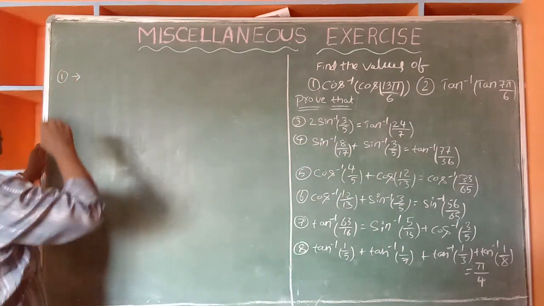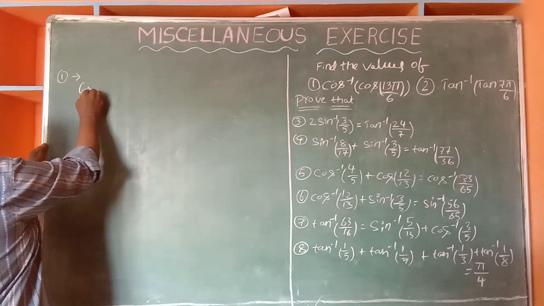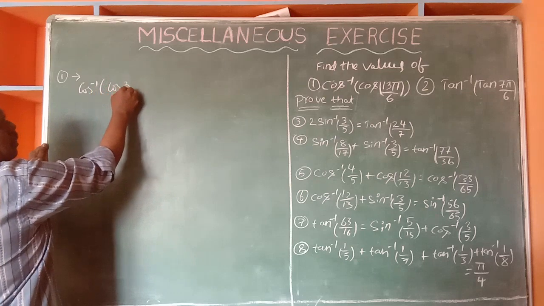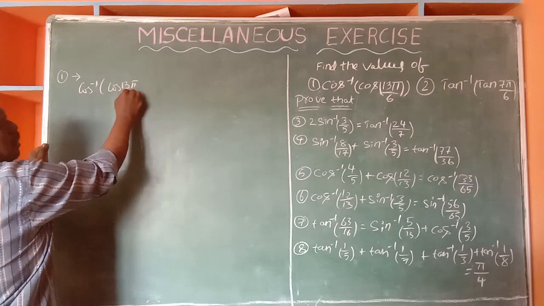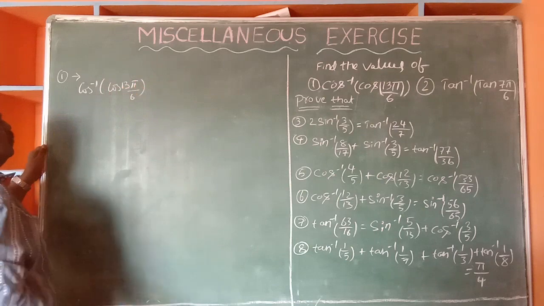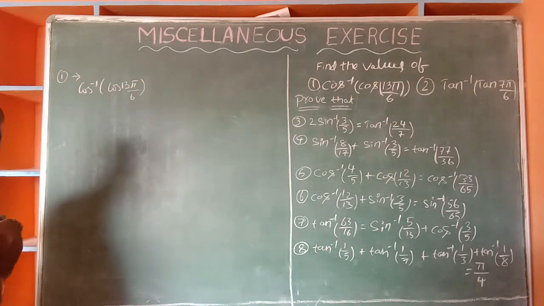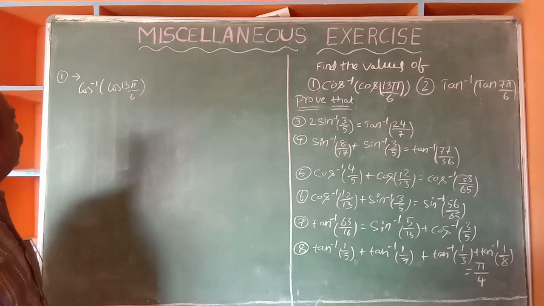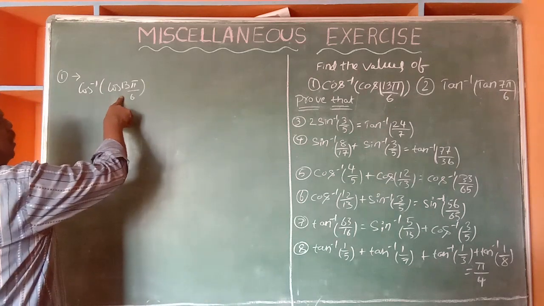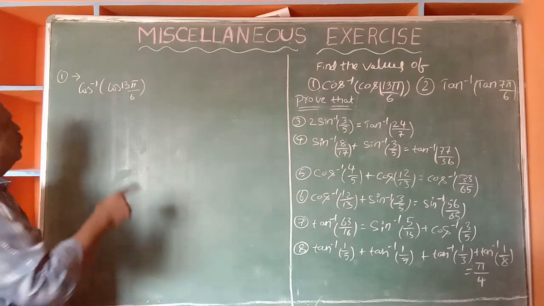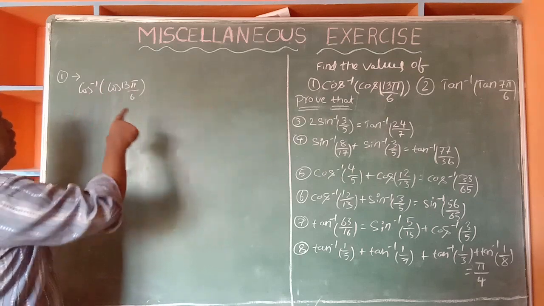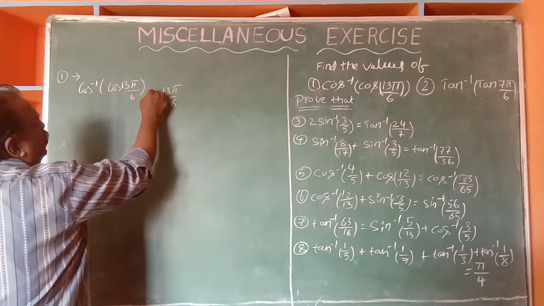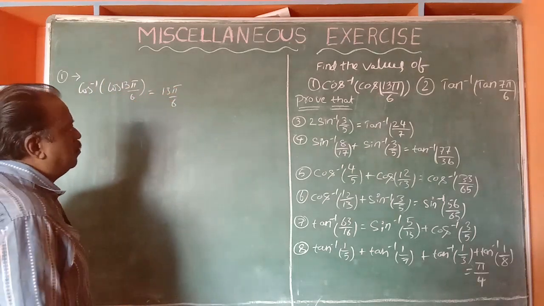Number 1. It is cos inverse of cos 13 pi by 6. We have to find the value of this expression. Cos inverse of cos: we may feel that cos inverse and cos get cancelled, and 13 pi by 6 is the answer, just like the students will solve the problem.